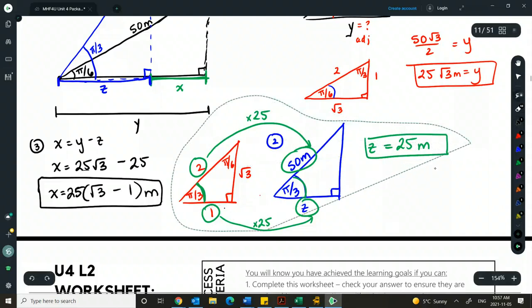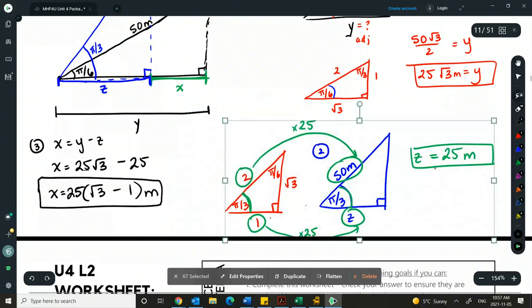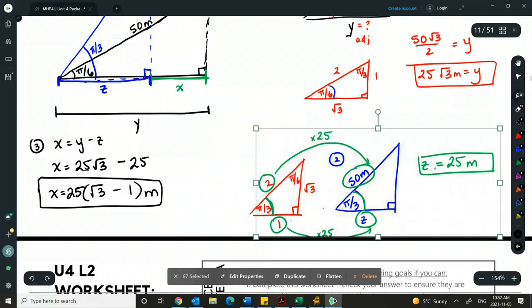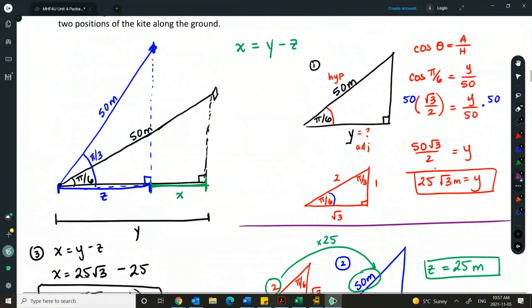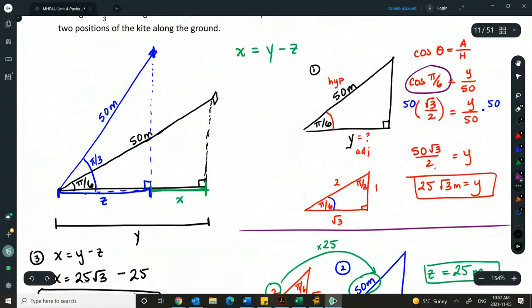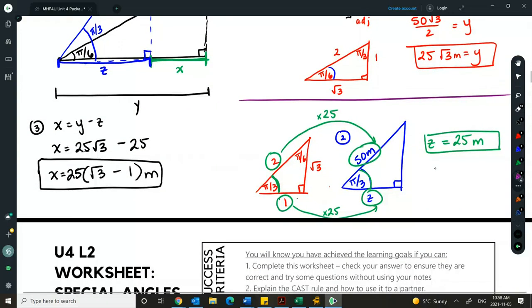Okay, so exact value questions would be a no calculator question. You should be able to do it without a calculator, and you should be using the special triangles to either use scale factors, or you can replace the value like we did with cos of pi over 6. You can replace it with its exact value and then just isolate for the value you need.